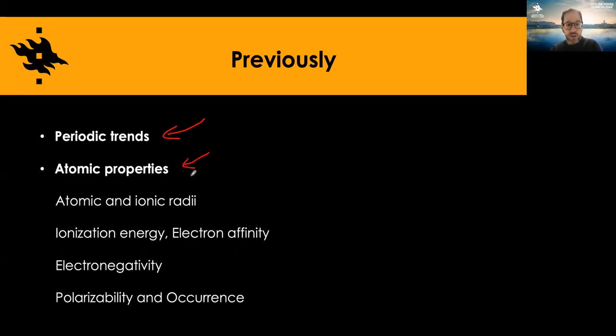So in the first lecture, we discussed some periodic trends, and then we covered several atomic properties, such as the size in the framework of the atomic radii and the ionic radii. We covered ionization energy, electron affinity, electronegativity, and then we finished our discussion by talking about polarizability and occurrence of the elements. And for all these properties, we discussed how they vary across the periodic table.